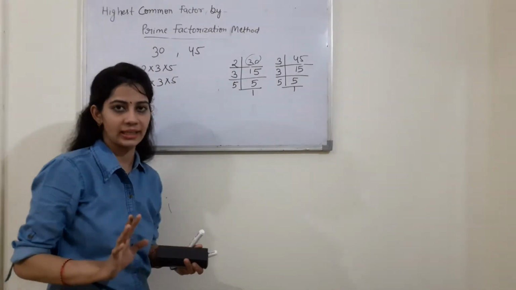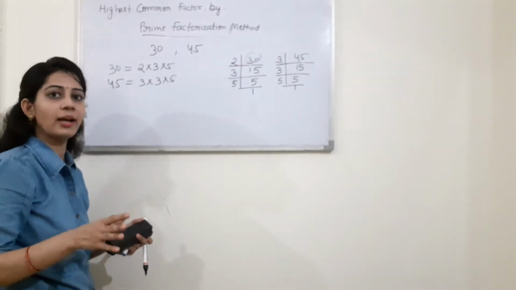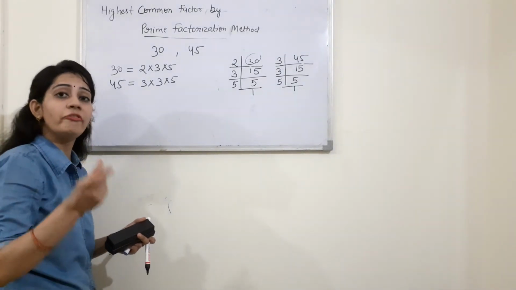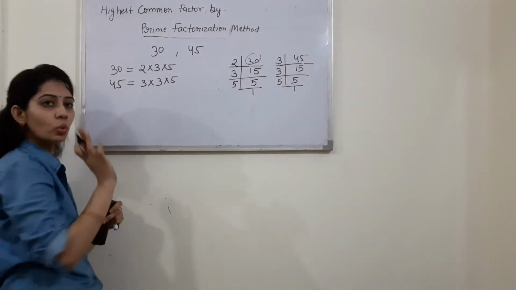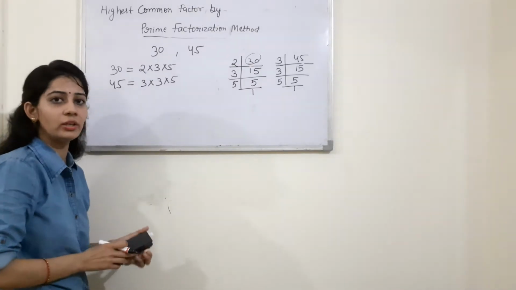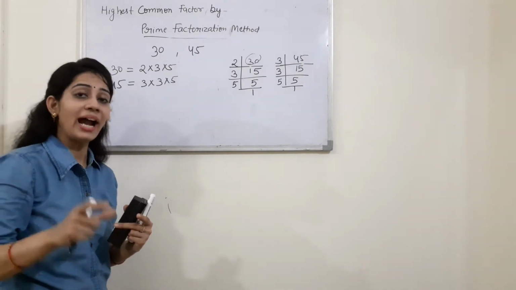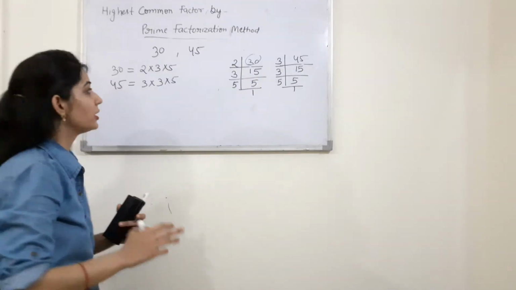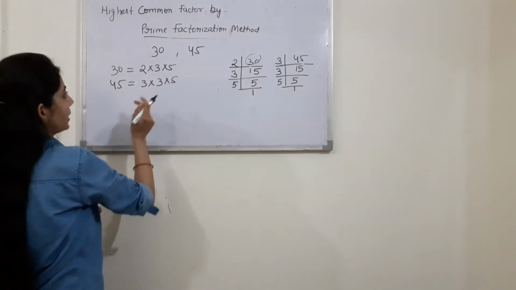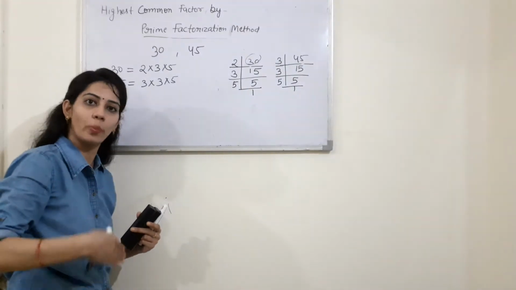Now see what the second step will be. Because we are finding the highest common factor, we have to find out the common numbers. Now because there are two numbers, 30 and 45, we will make a group of two numbers, and those numbers must be common in both. So see, now we have to make groups of the factors. Because there are two numbers here, we have to make pairs, groups of two, okay?